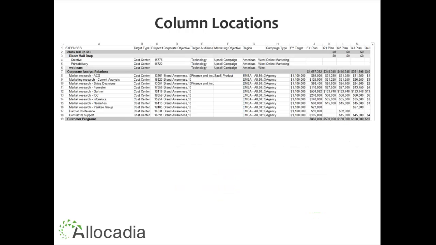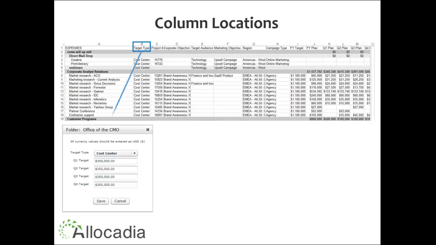Now that we have a comprehensive list of spend details, aka columns, that we would like to track within Allocadia, we need to establish where in Allocadia we would like to track these details. The roll-up panel. These are high-level details related to a folder, subfolder, or budget. For example, this might be fiscal year target or budget owner.